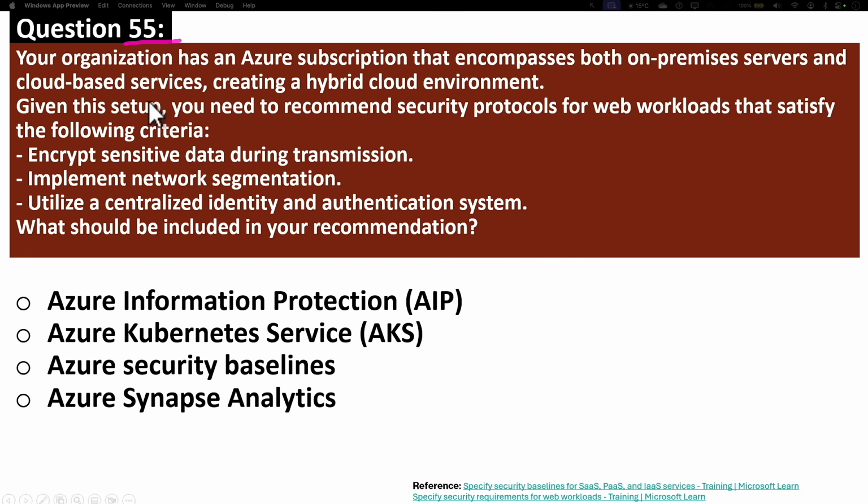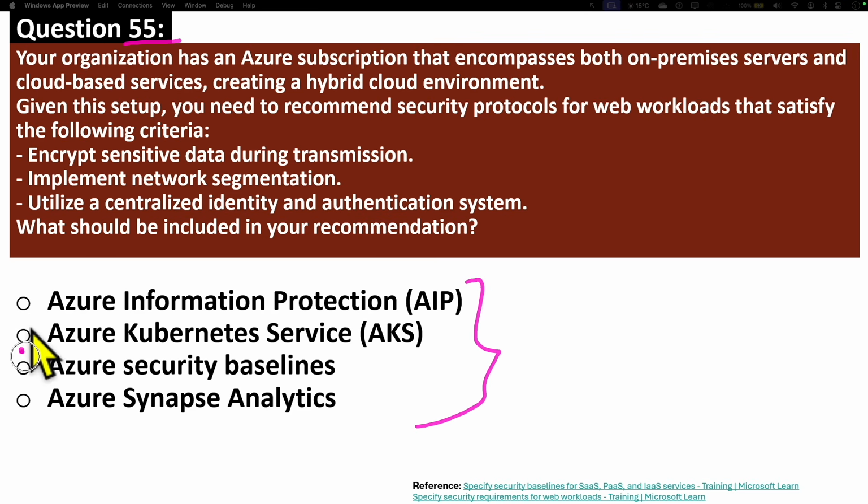Let's look at question number 55. Your organization has an Azure subscription that encompasses both on-premises servers and cloud-based services, creating a hybrid cloud environment. Given this setup, you need to recommend security protocols for web workloads that satisfy the following criteria. What are these criteria? First is encrypt sensitive data during transmission. Second, implement network segmentation. Third, utilize a centralized identity and authentication system. What should be included in your recommendation? Look at these four options and what should be the correct answer.